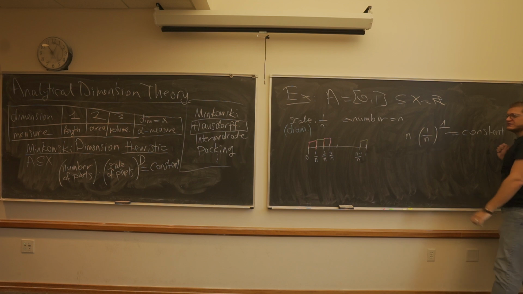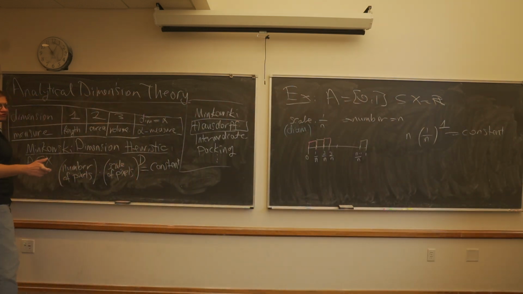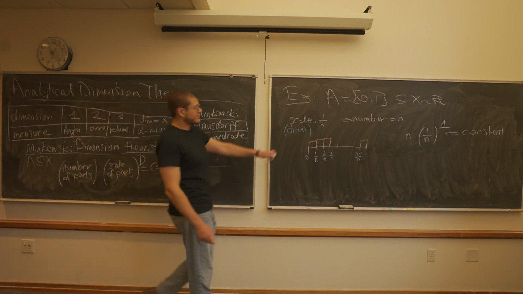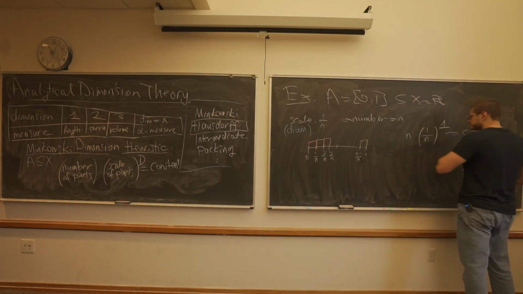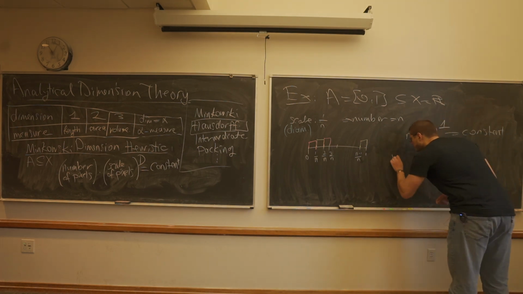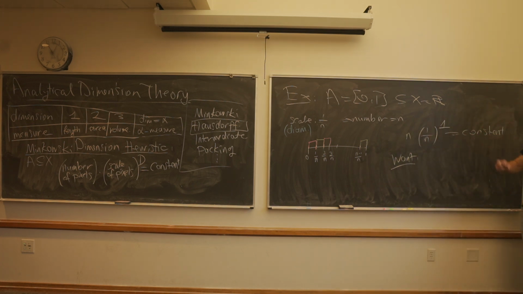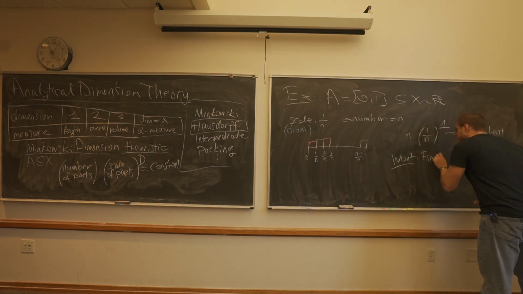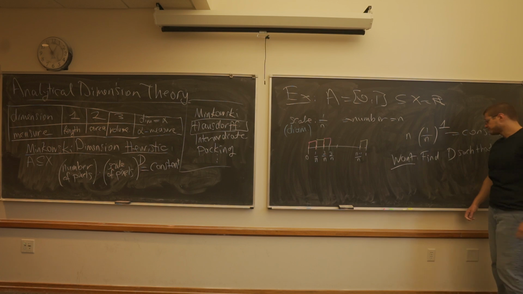Let's try to be more specific about this. I'm going to take n to infinity. As I take n to infinity, the scale goes to 0. And really, when you think about it, I want something like this: find the number d such that this expression doesn't blow up as n goes to infinity.